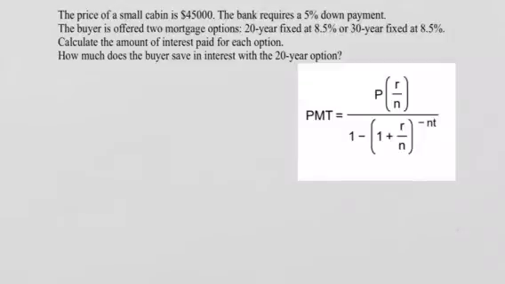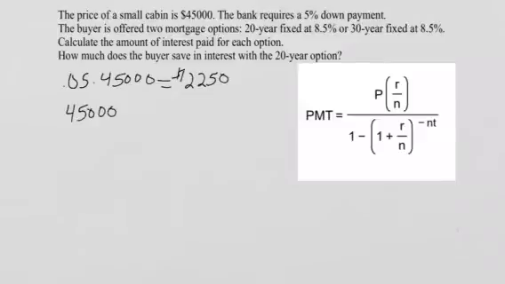All right, well, first we got to figure out how much we even got to mortgage. So we have to find the amount of down payment that we're going to put down. So 0.05 times the 45,000, and that's going to give me $2,250. So that's how much down payment we're going to put. So now if we subtract that from the amount of the cabin, we can determine how much money we're going to have to mortgage. Alright, so that gives us a total of $42,750. So that's how much we're going to have to mortgage.